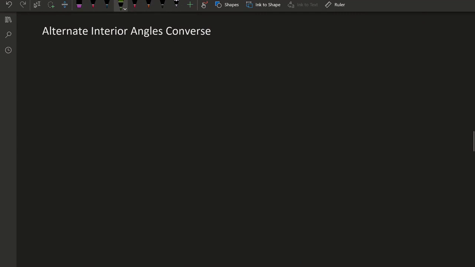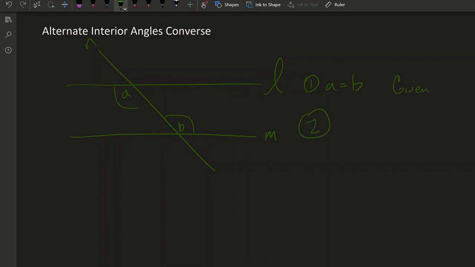The alternate interior angles converse, we would start off with the angles being congruent. So we would say step 1, angle A and B are congruent. That's our given. And then since the alternate interior angles are congruent, that lets us know that the lines are parallel because of the corresponding angles converse.